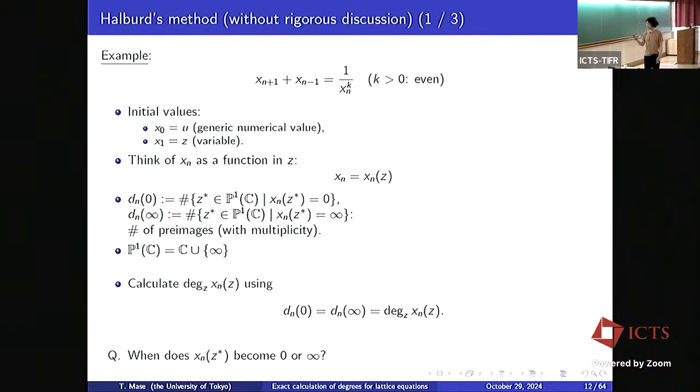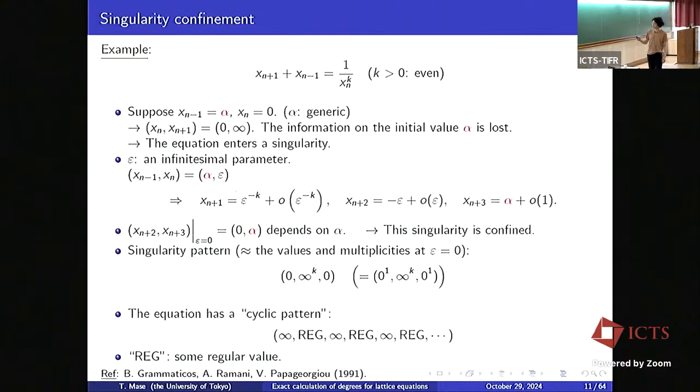So let's review Halber's method. Sorry, discussion. Which equation has this singularity pattern? The cyclic pattern? When you say the equation has a cyclic pattern, which one is it? This equation has this pattern. If you start from x0 equal infinity, then x2 is infinity, and x4 is infinity, and so on. That's why the equation has this pattern.